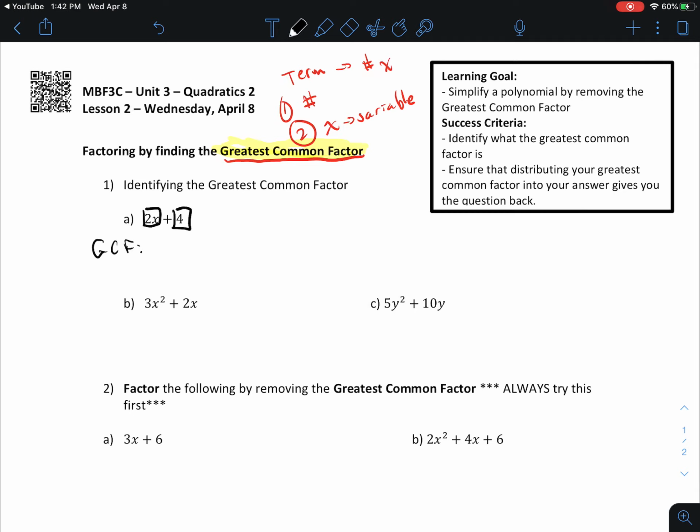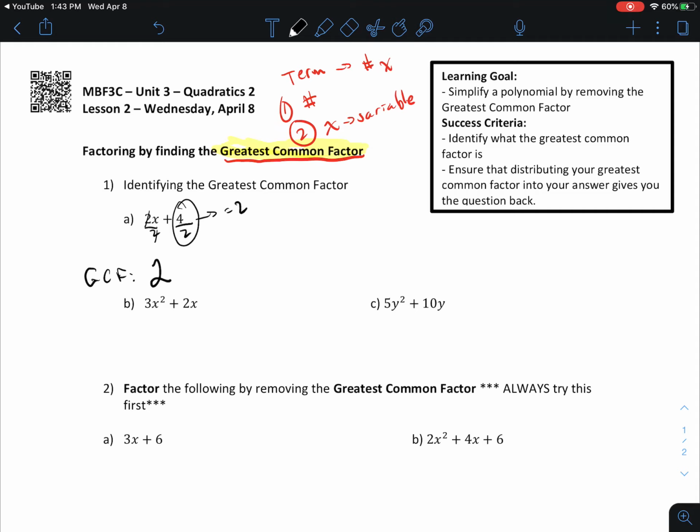So in this, I don't see a variable in both pieces, so we get to basically ignore that. But I do see that there is a 2. I could divide both these pieces by 2. If I divided this by 2 and that by 2, that would work, because this would cancel with this, and then this here would just equal 2. So that works. The GCF for this question is just 2.